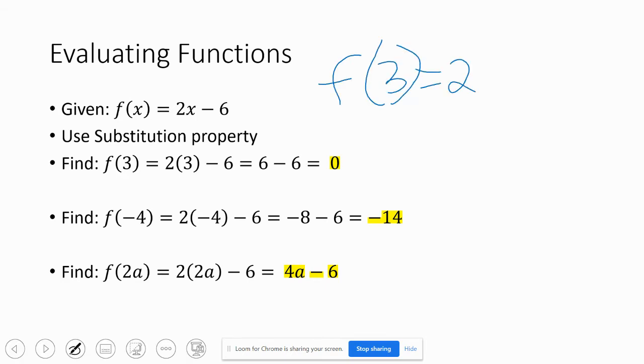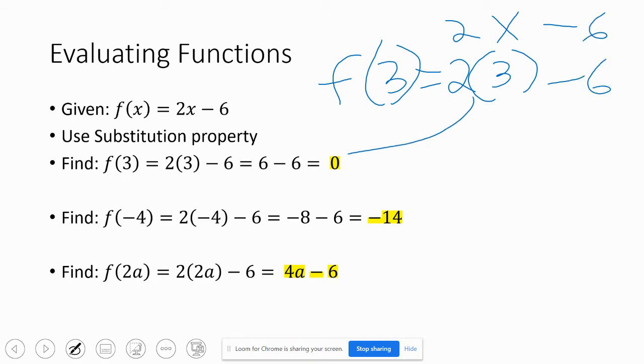So wherever we have an x, we place 3 and we simplify. So 2 times 3 is 6. 6 take away 6 is 0. Now you do f at negative 4. 2 times negative 4 is negative 8. Negative 8 minus 6 is negative 14. You even could plug in an expression like 2a. 2 times 2a minus 6, multiplied by 2, 2 times 2a is 4a minus 6. So you can plug in or substitute in a number or a term.